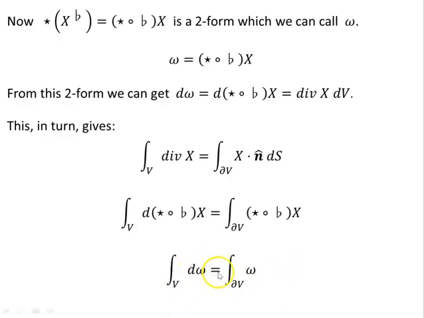So the integral over V of d omega is the integral of omega over the partial of V, the boundary of V. And on curved manifolds, all of this is going to be the case as well, as you'll see as we move on over the next couple of videos.